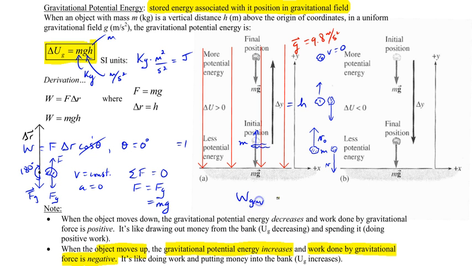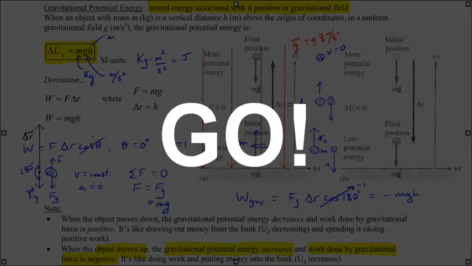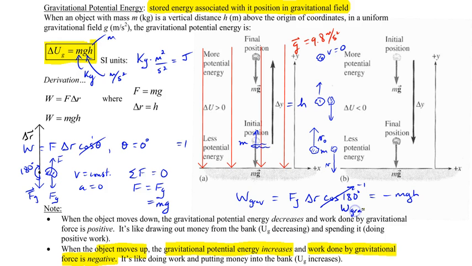And so if we were to calculate the work done by the force of gravity, I'll just write W grav for gravity, it would be the force of gravity multiplied by the displacement multiplied by the cosine of the angle between the displacement and the force of gravity, which would be 180 degrees. And the cosine of 180 degrees is -1. And so you end up with negative mgh. So although the potential energy increases on the way up, the work done by gravity is actually negative. So in general, the work done by gravity is just really equal to the negative change in gravitational potential energy.